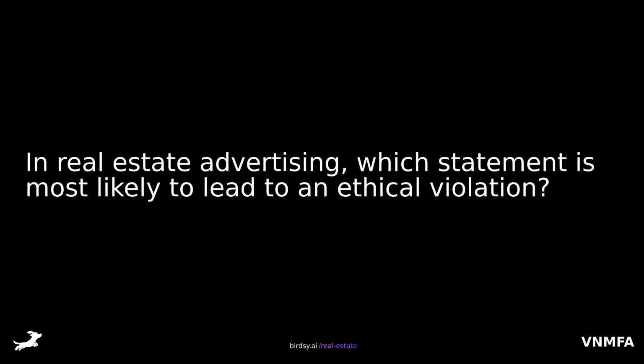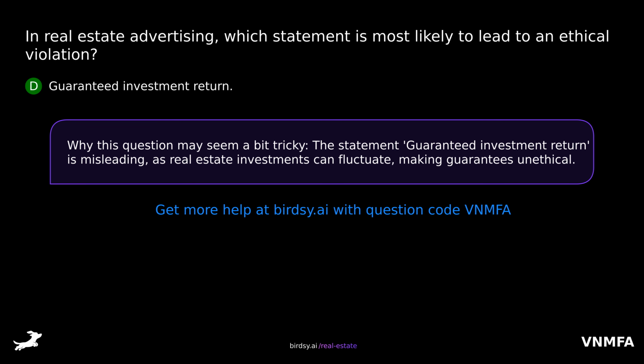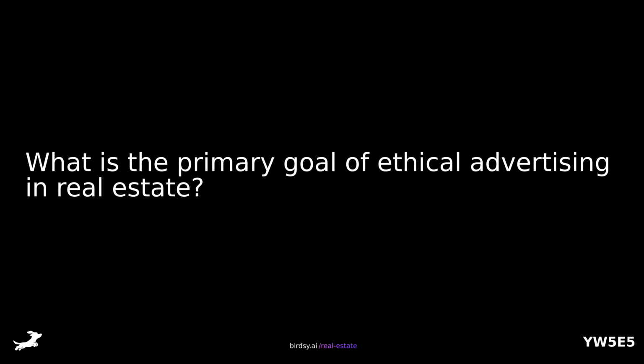In real estate advertising, which statement is most likely to lead to an ethical violation? Is it A, spacious living room with natural light? B, located near top-rated schools? C, recently renovated kitchen? Or D, guaranteed investment return? The answer is D, guaranteed investment return. Why this question may seem a bit tricky: the statement guaranteed investment return is misleading, as real estate investments can fluctuate, making guarantees unethical.